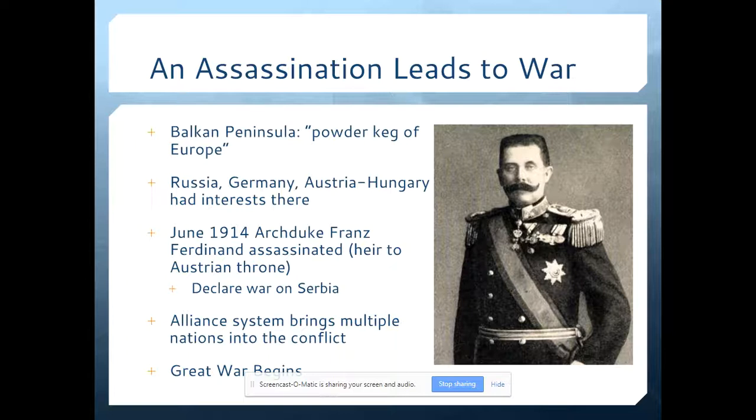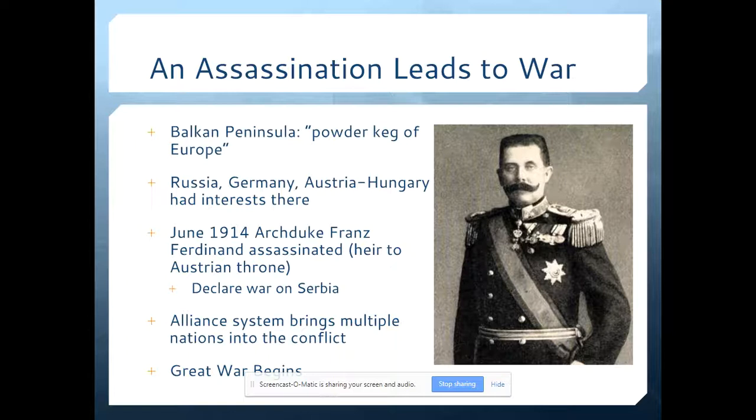So in June of 1914, Archduke Franz Ferdinand, the heir to the Austrian throne, and his wife were visiting the Bosnian capital of Sarajevo. And as they're driving through the city, a Serbian nationalist jumps out in front of the caravan, or the motorcade really, and shoots the Archduke and his wife. And the Archduke ends up passing away.